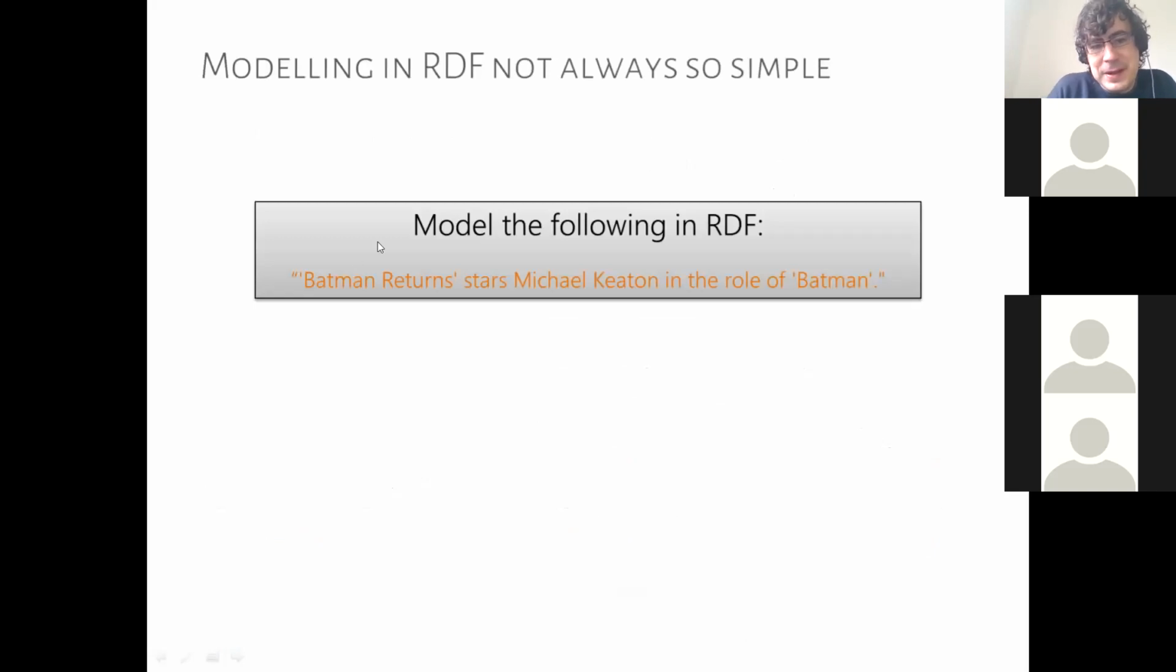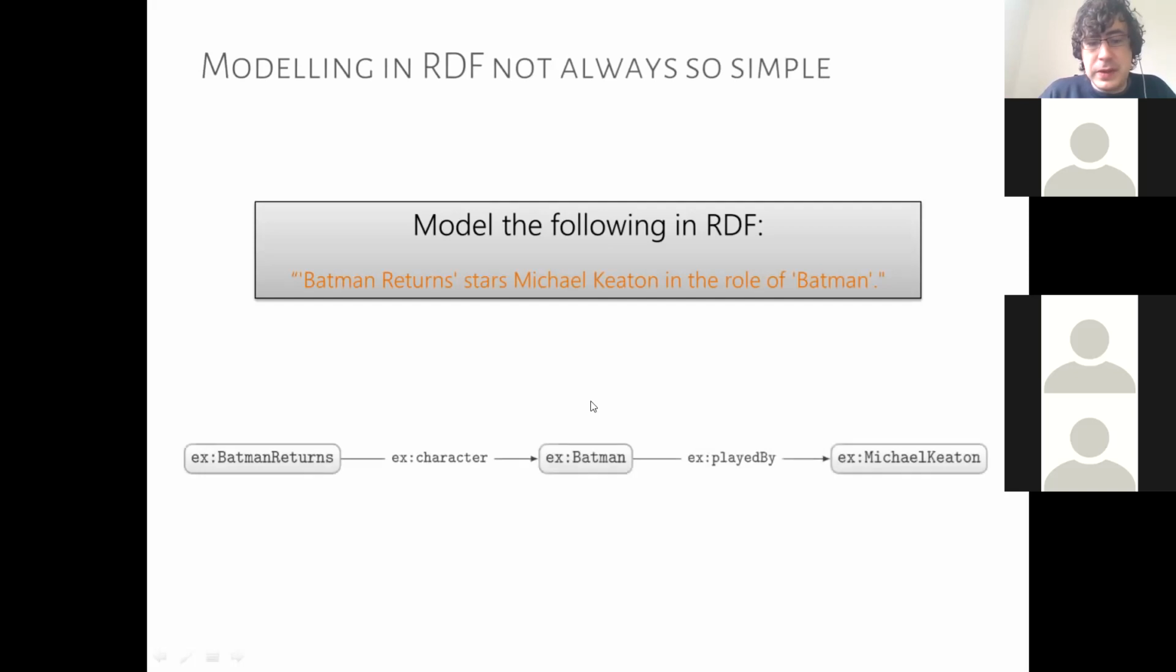Okay, so we saw a large example of modeling RDF. We'll take a smaller example here. Batman Returns stars Michael Keaton in the role of Batman. So how would we model this in RDF? What we could try to do is something like this. We could have Batman Returns as character Batman, played by Michael Keaton. Does this seem okay?